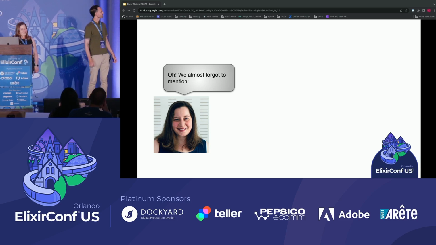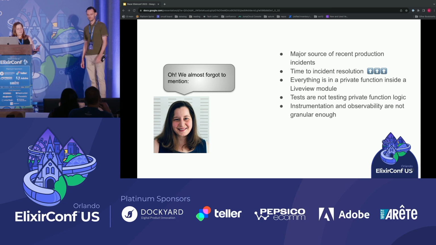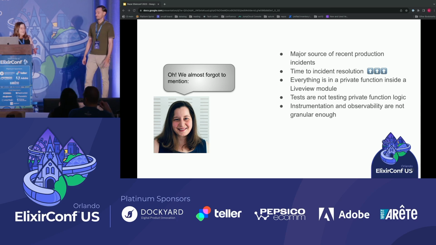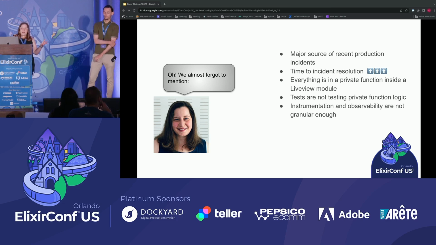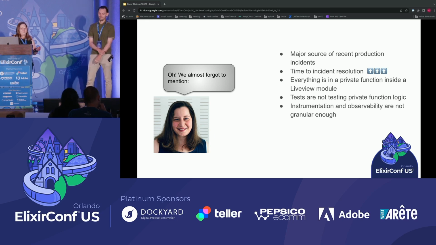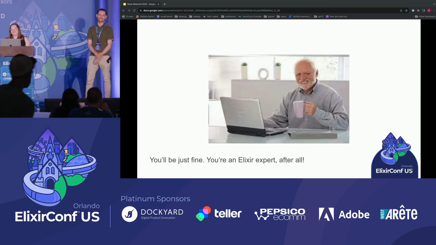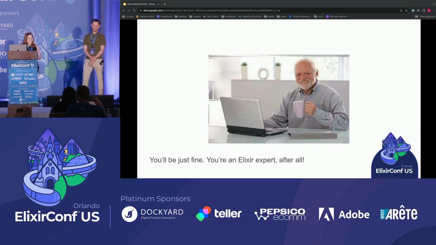We have some other things to mention. Maybe some cons here. Most of our production incidents come from this. Time for resolution is pretty high. Everything's in a private function, a LiveView module, and it's really hard to test. Instrumentation and observability are not really granular enough to figure out what's going on quickly. It's fine. But don't worry, you all are Elixir experts after all. It's going to be fine. We can solve this problem.